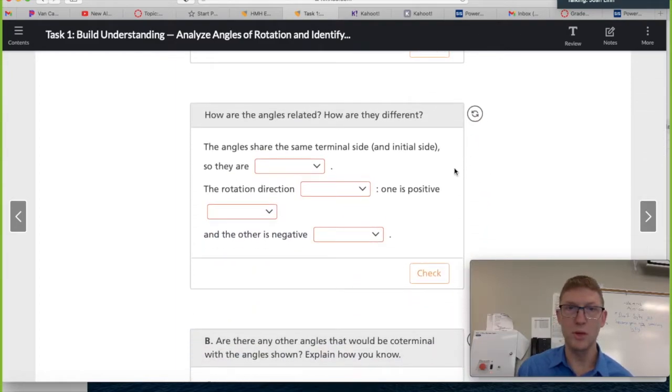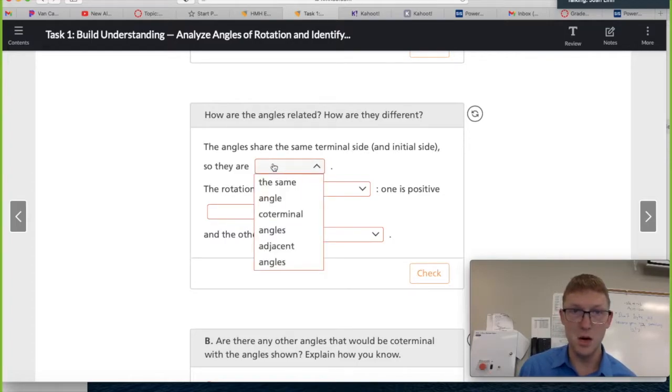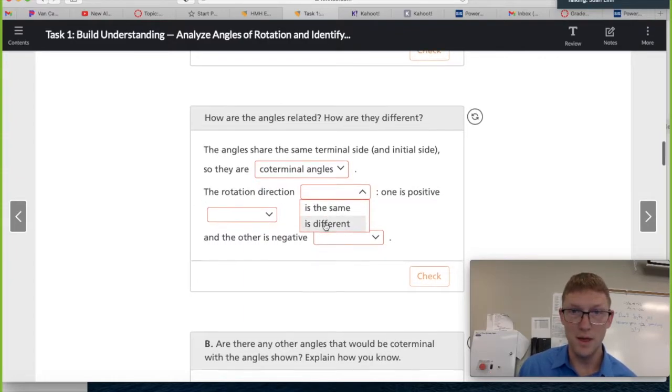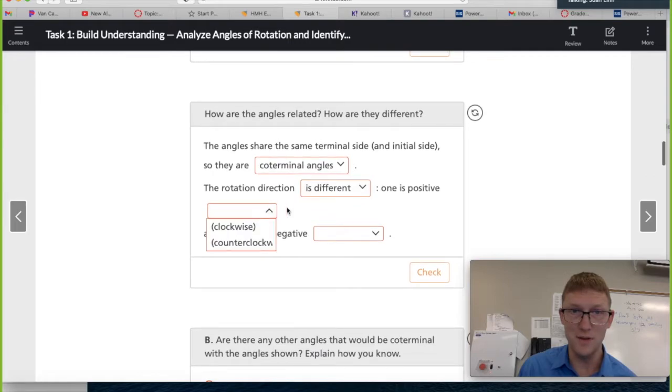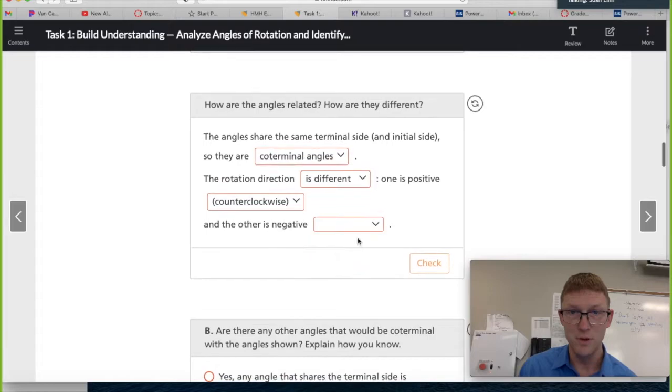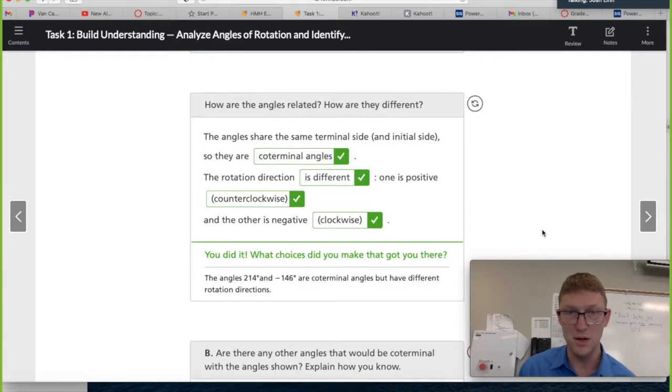So how are the angles related? How are they different? The angles share the same terminal side and initial side, so they are coterminal angles. The rotation direction is different. One is positive, going counterclockwise. The other is negative, going clockwise. Did I get them all right? Good, I didn't get confused or anything.